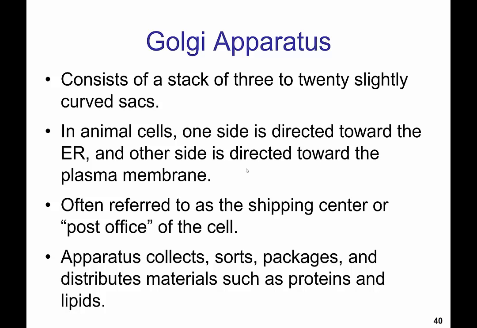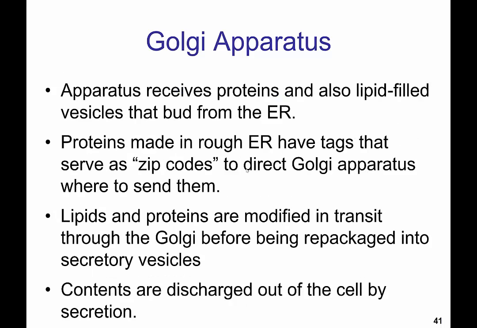It's referred to as the shipping center or post office of the cell because the Golgi apparatus collects, sorts, packages, and distributes materials such as proteins and lipids within the cell or out of the cell. The Golgi apparatus receives proteins and also lipid-filled vesicles that bud from the endoplasmic reticulum. We just saw that the rough ER is involved in modification of proteins, and the smooth ER can be involved in manufacture of things like lipids.